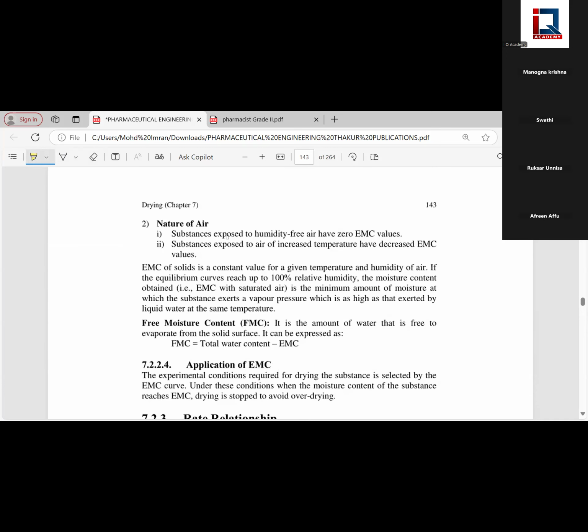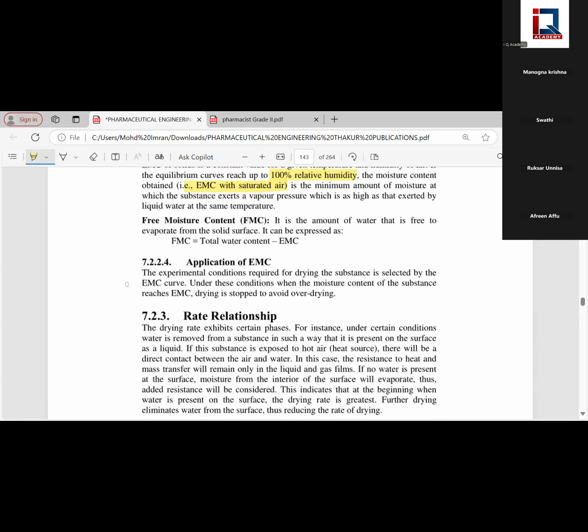Nature of the air. Substances exposed to humid air and non-humid air will have different values. In humid air, higher EMC values are seen, and when exposed to air of increased temperature, the substance has decreased EMC values. So the nature of the air is also important. The EMC of a solid is a constant value for a given temperature and humidity of air. The equilibrium curve reaches up to 100% relative humidity. The moisture content obtained will be the EMC with the saturated air. So if the nature of the air changes, then the EMC will be affected.